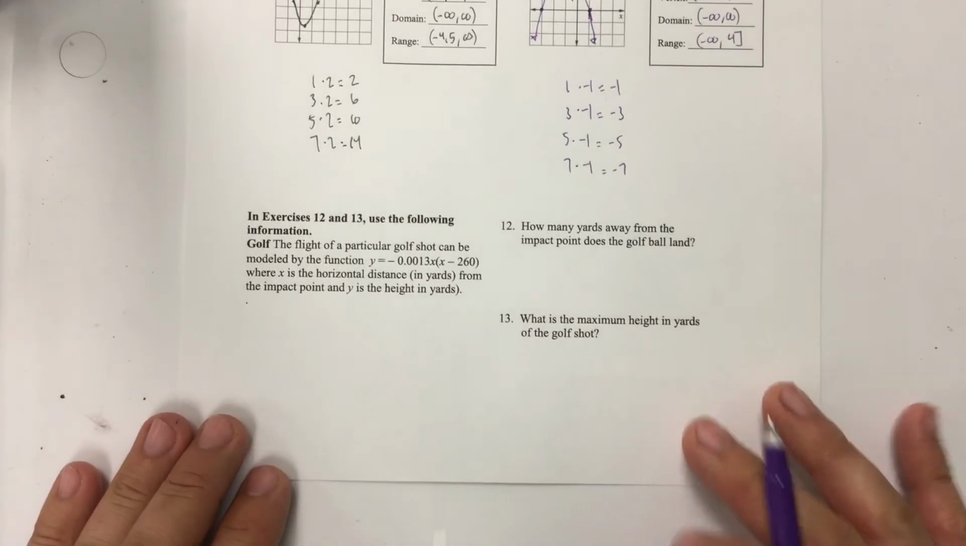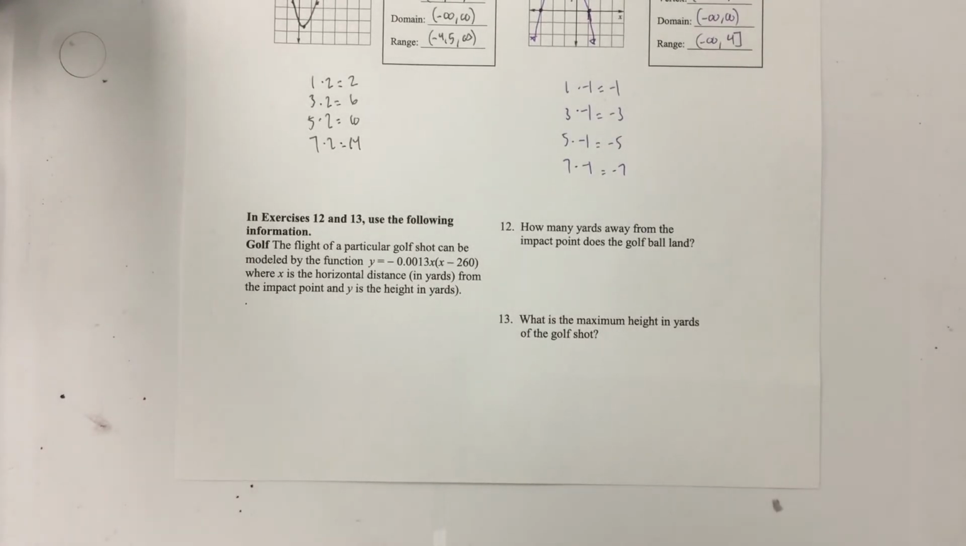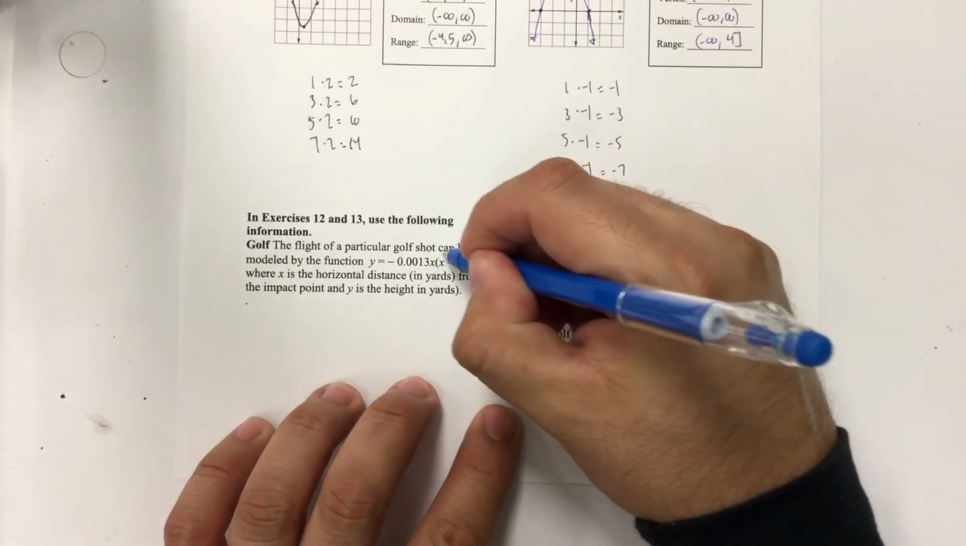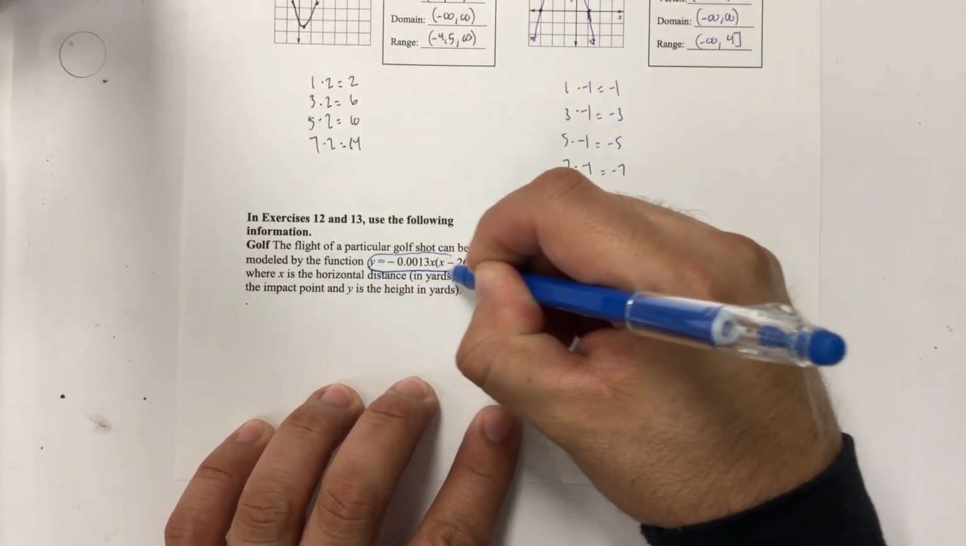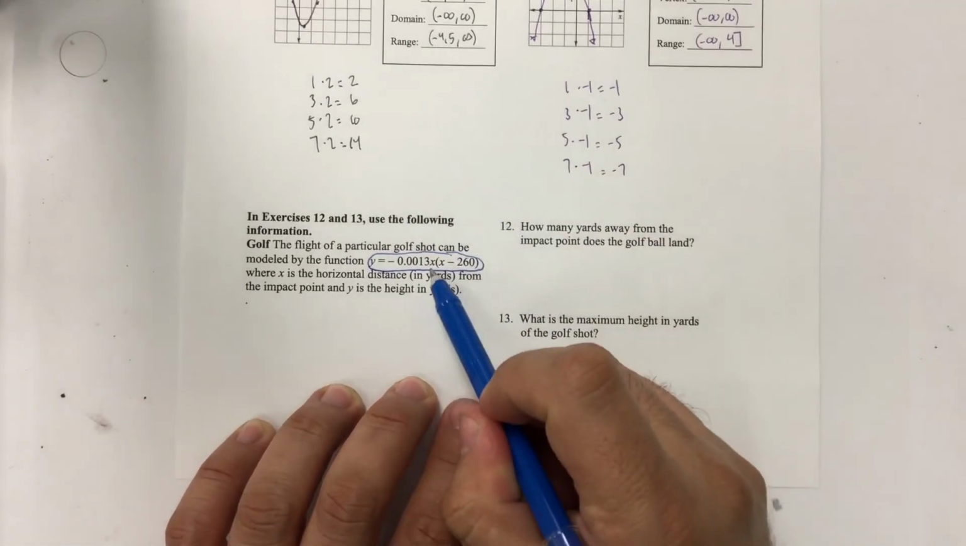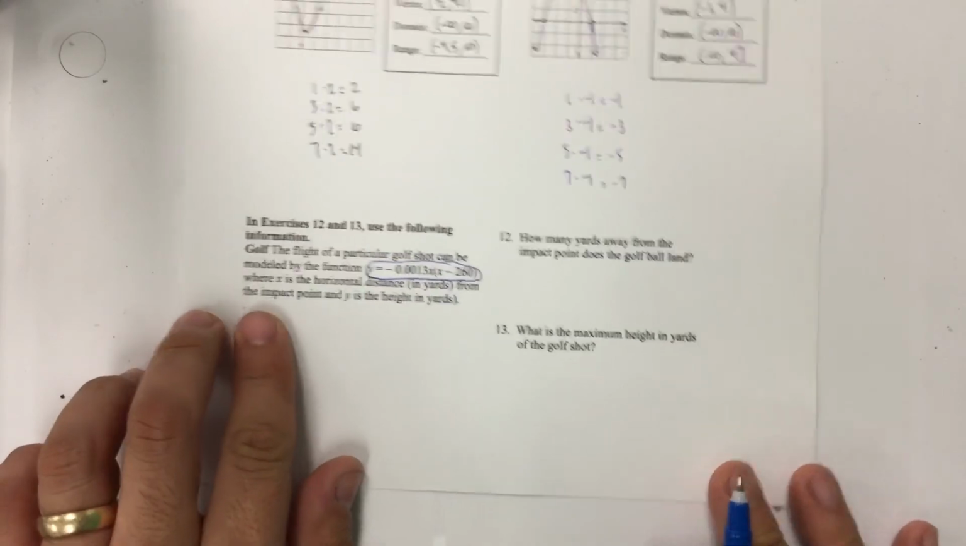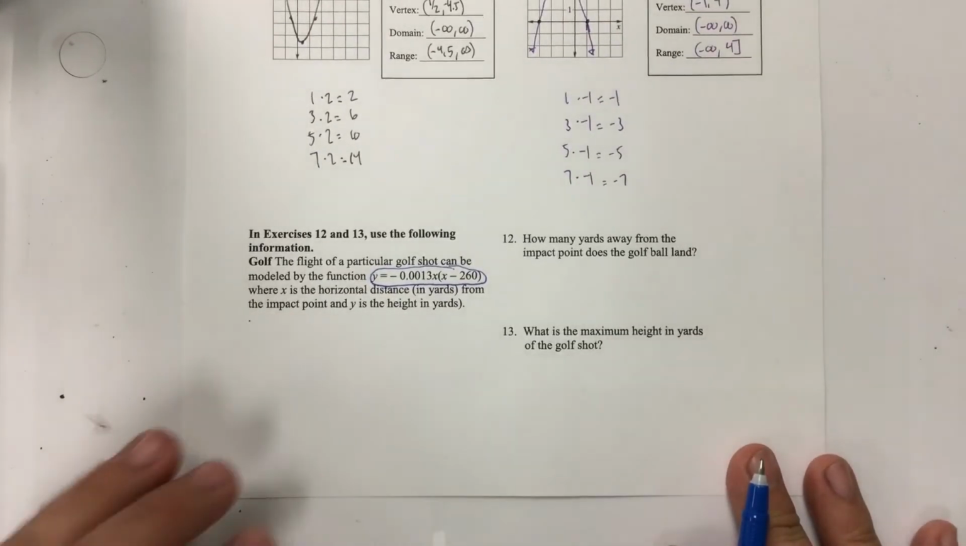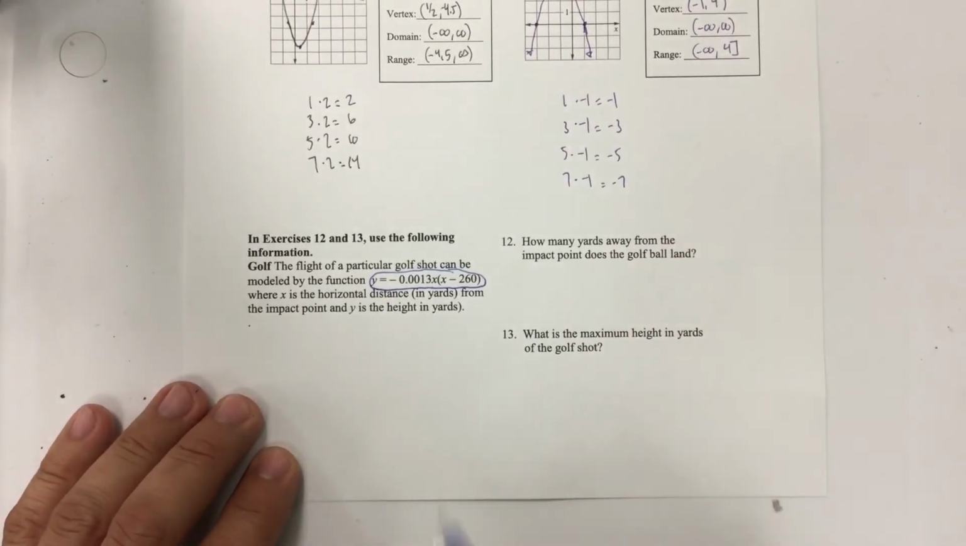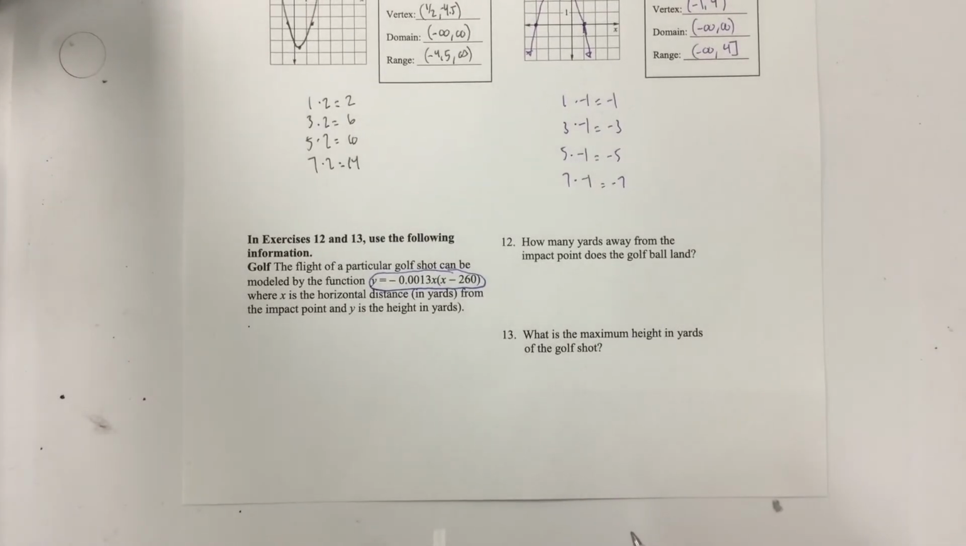All right, last we have this. It says, in exercises 12 and 13, use the following information. It says the flight of a particular golf shot can be modeled by this function right here. And just looking at this, I can tell that it is in intercept form because there is an x and an x, where x is the horizontal distance in yards from the impact point and y is the height in yards.